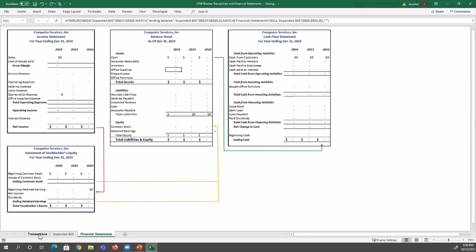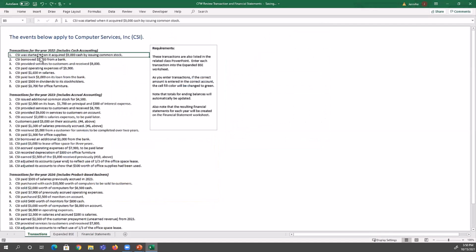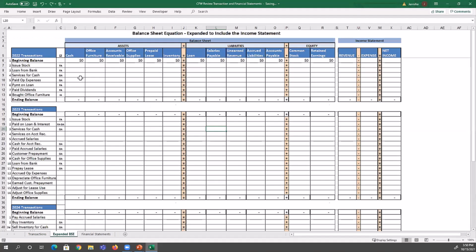All right, so if I'm going to do this review, I'm going to look at the transactions. CSI was started when it acquired $9,000 worth of cash by issuing common stock. So I'm going to go over here, and I know that they issued common stock. And that also impacts equity in the contributed capital area, which is common stock. Okay, you'll notice that when I input those, they turn green. That means, woohoo, I did it correct. That's how this is self-guided.